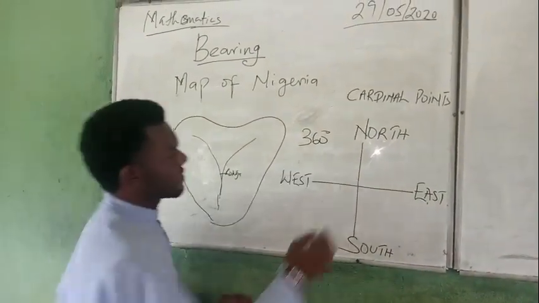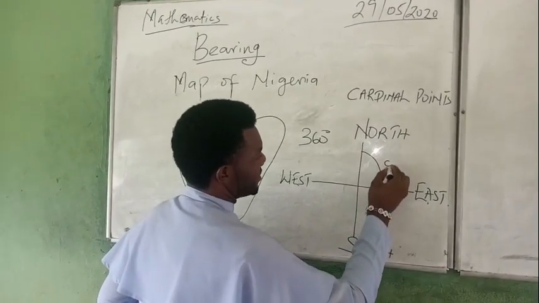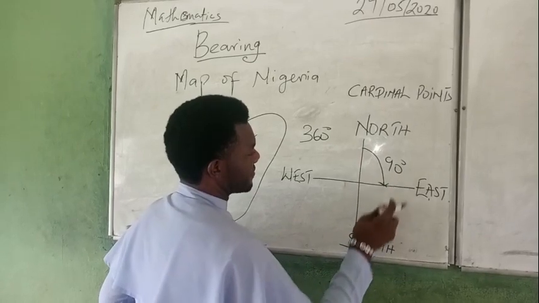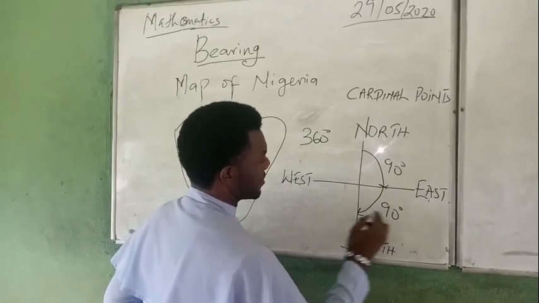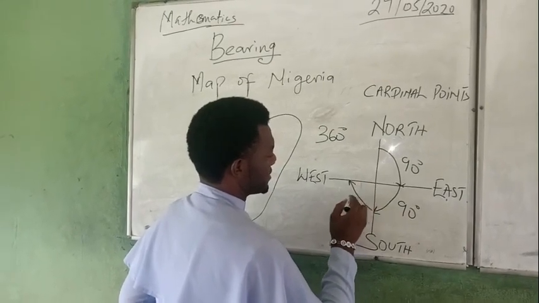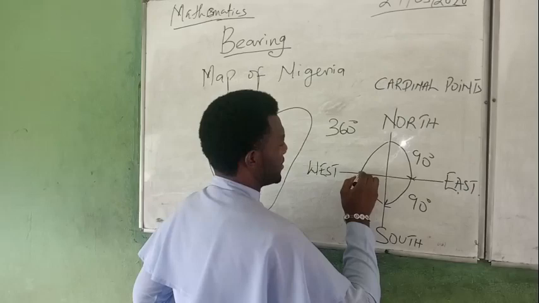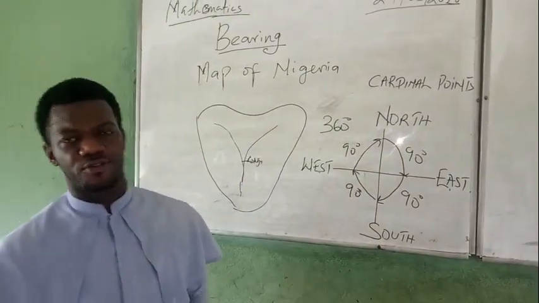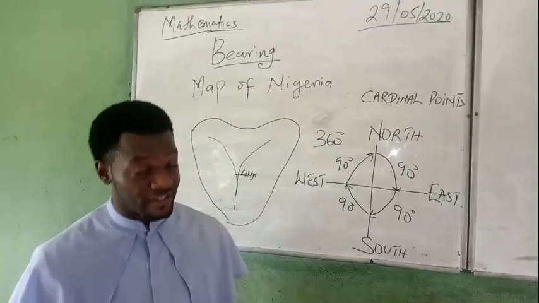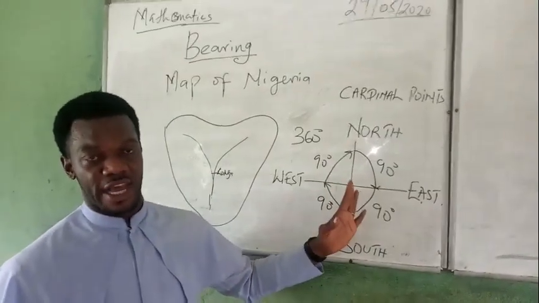So from the north we move to here, it is 90 degrees. From here to here, 90 degrees. From here to here, 90 degrees. From here to here, also 90 degrees. So meaning that when you move around the 4 cardinal points, you make an angle of 360 degrees. So that's about the 4 cardinal points.